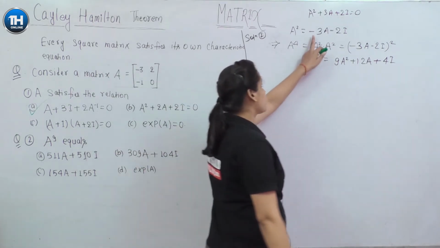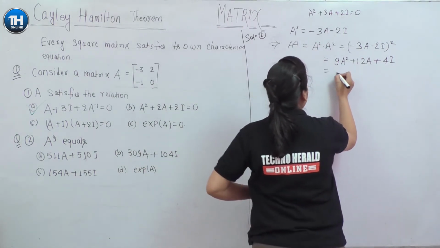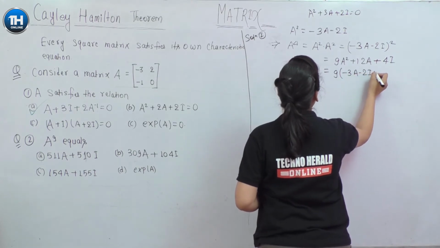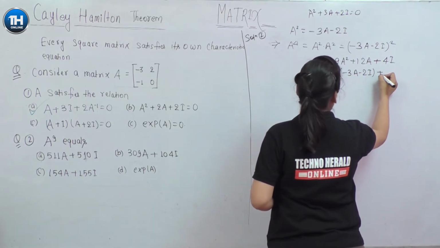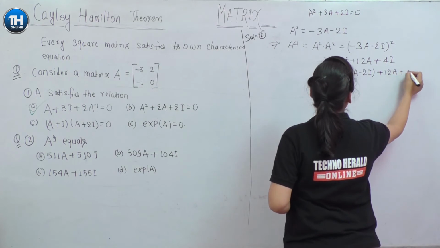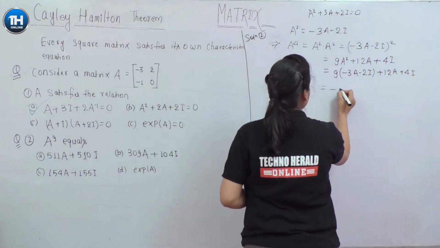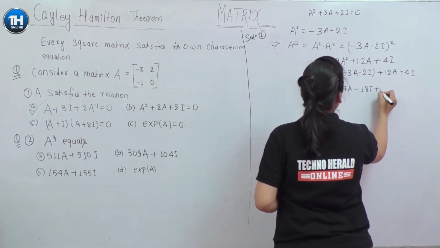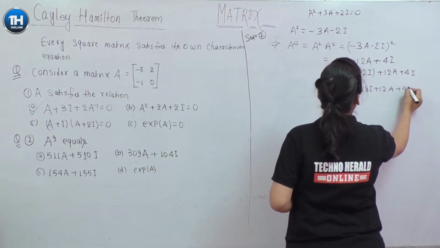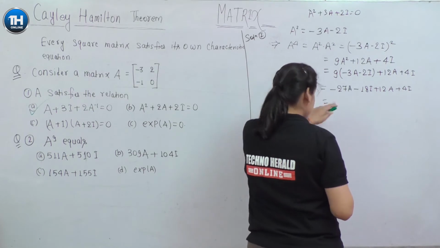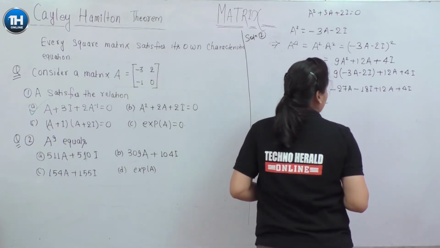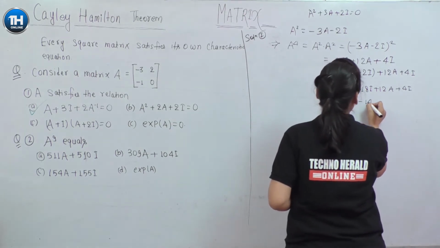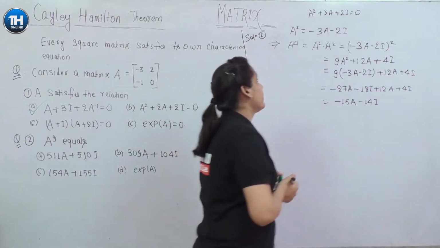Put the value of A square from here. 9 into A square, what will it be? Minus 3A minus 2I, plus 12A plus 4I. So minus 27A minus 18I plus 12A plus 4I. So this is 27 minus, this will be minus 15A minus 14I. Okay, you got the value of A to the power 4.